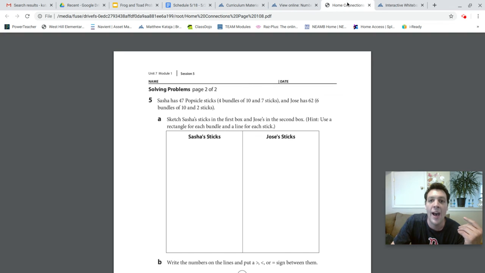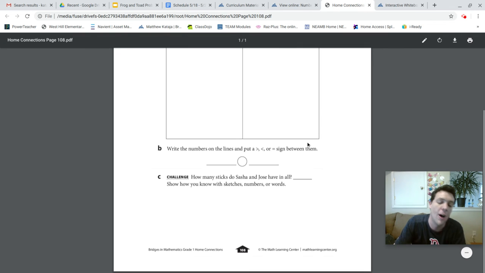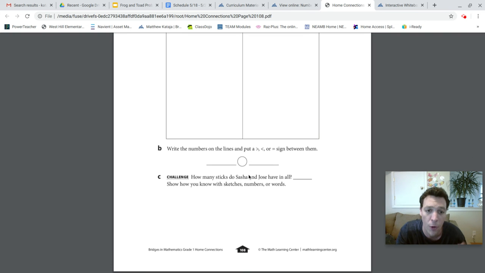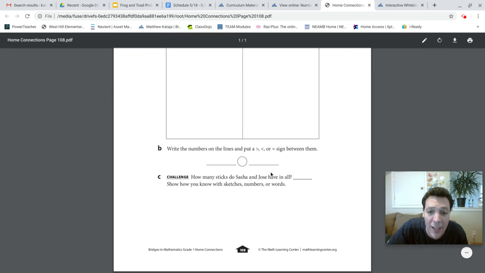Lastly, it has our challenge problem, and I love the challenge problems. Try your best. If you can't get it, that's okay. I'll know what to focus on. So let's read it. I don't even know if it's that challenging. How many sticks do Sasha and Jose have in all? What operation do we know this is going to be? There's a key word in there, in all. So what are we going to do? Add. Every time it says in all, it is adding.